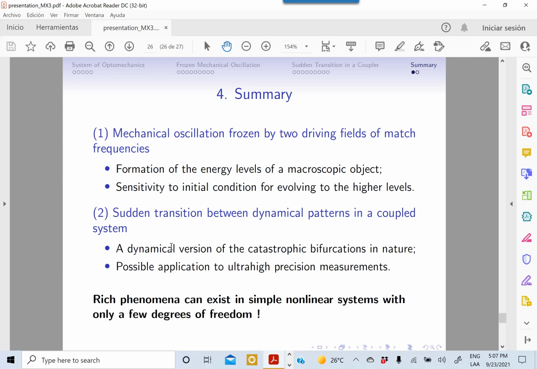For both of these systems, we are dealing with very simple systems with very few degrees of freedom. The first system has only 4 degrees of freedom, and the second one only 6. But we still saw a lot of interesting phenomena existing in such simple systems.